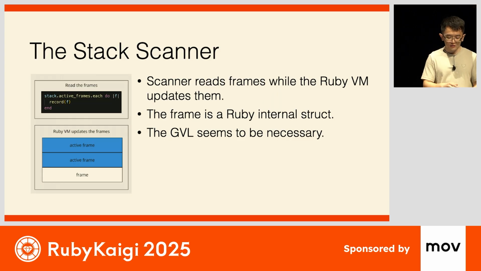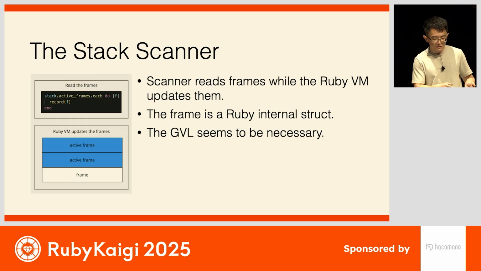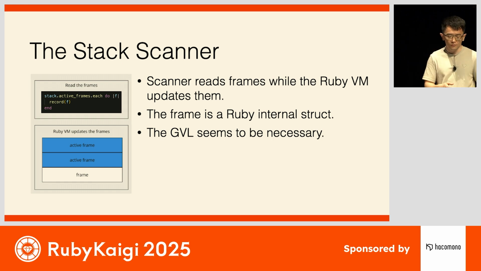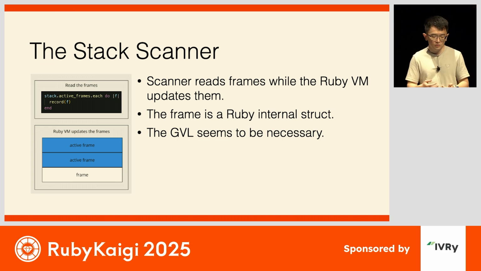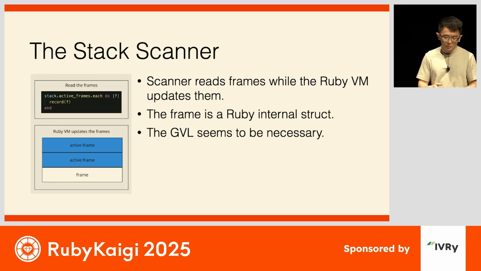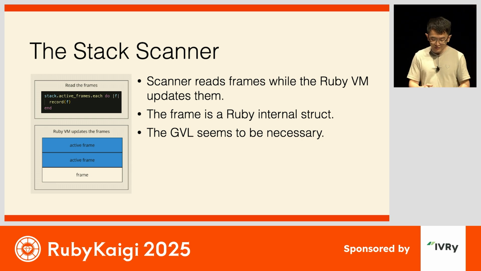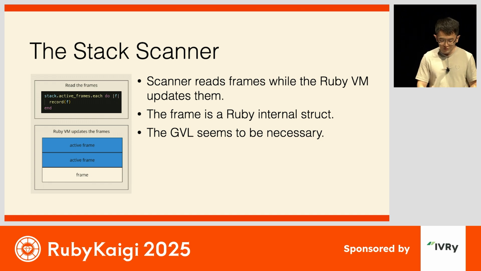Let's recheck our stack scanner. The stack scanner reads the active frames and records those frames' information into a file or into memory. And at the same time, the Ruby VM will update them. I mean, push a frame onto the stack or pop a frame out of the stack. More importantly, the frame is a Ruby internal structure. We know the GVL is used to protect all Ruby objects. So it seems that we must use the GVL. But if we look at it closely, it's not entirely true.